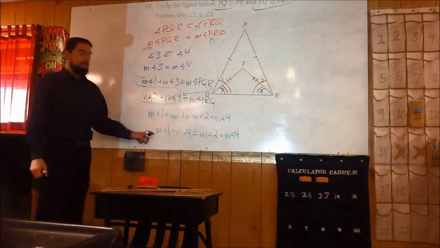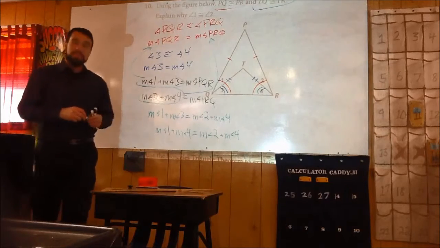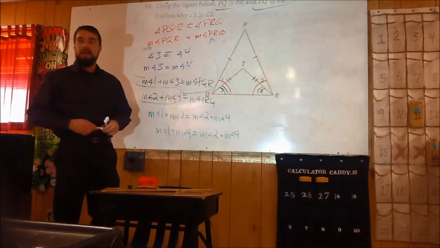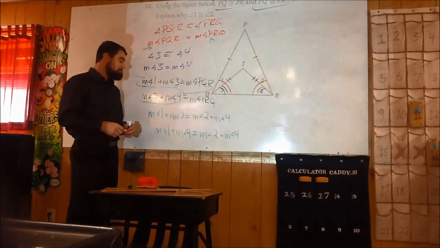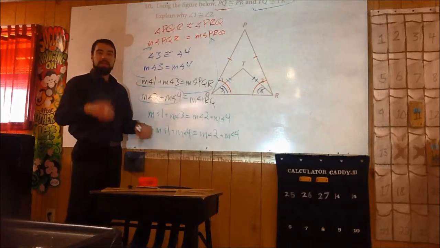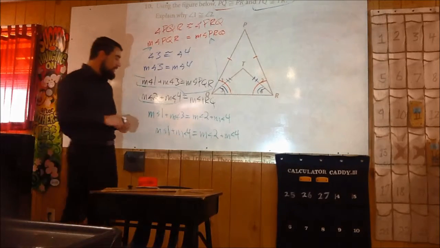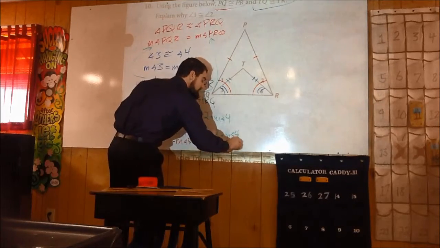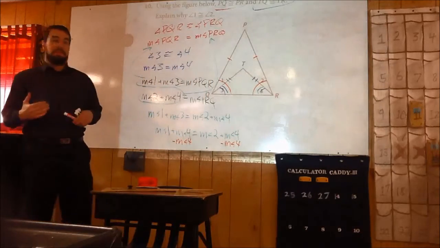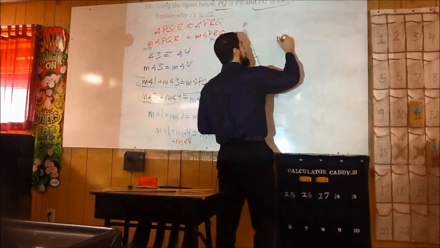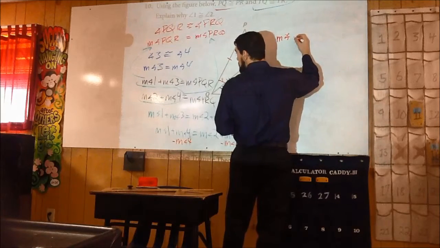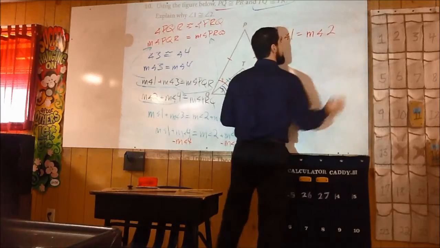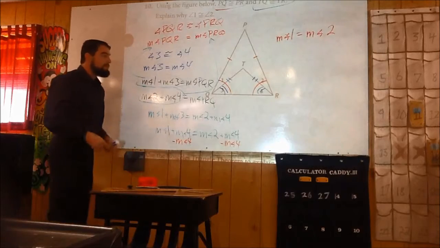What justifies this statement here in green ink? Substitution again. Just replacing some equivalent value in an equation. From there, what's on both sides of the equation? The measure of angle 4. So I'm going to subtract the measure of angle 4 from both sides. What justifies me subtracting the same exact value from both sides of the equation? It's the subtraction property of equality. And now I'm left with the measure of angle 1 equals the measure of angle 2.